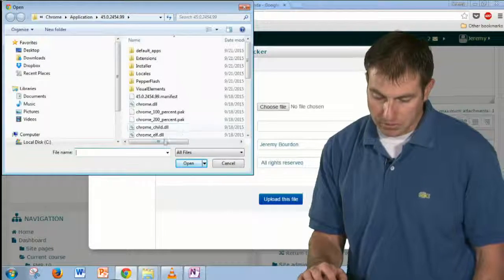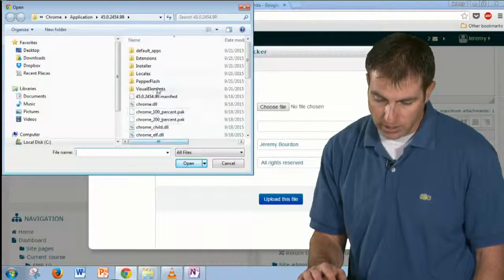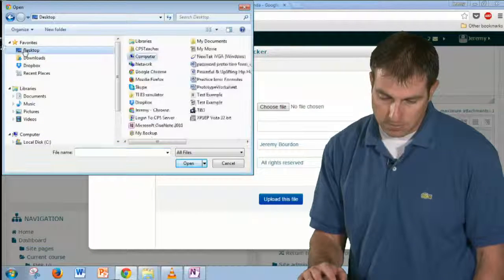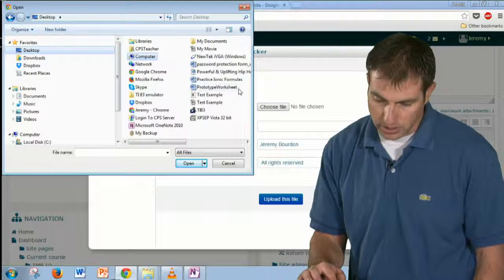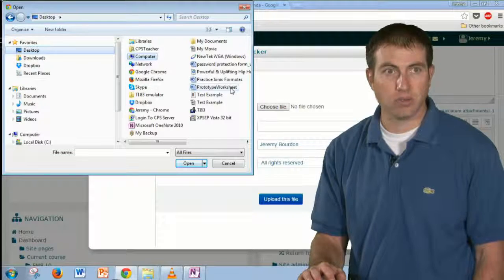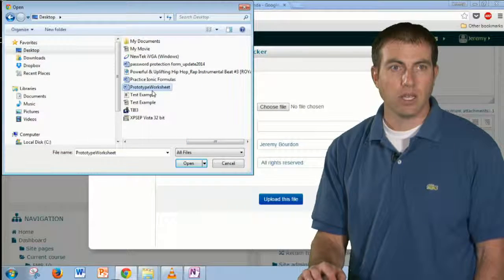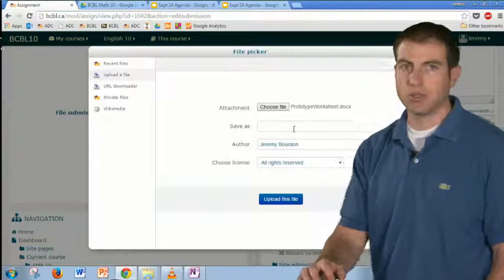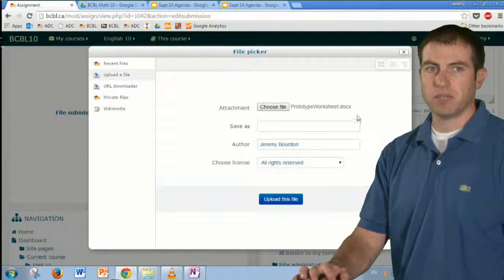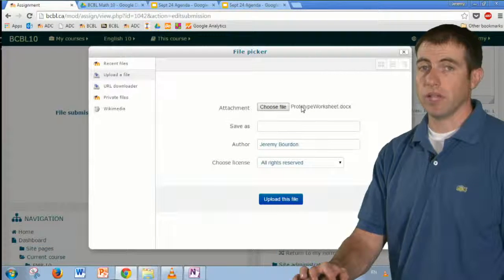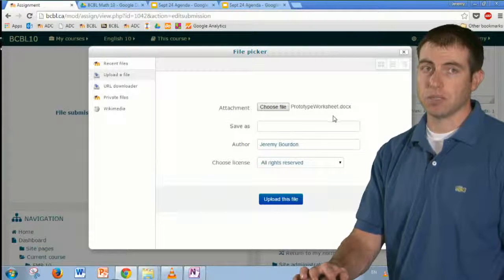Now, I don't have a file to submit, but maybe I can find just a file I could throw in here. How about this prototype worksheet? I don't even know what that is, but I'm going to submit it anyways. So I'm going to click on it, and then I'm going to go down to Open. And you're going to see next to Choose File, the name of the file that you've chosen appear there. That means that's the file you picked.